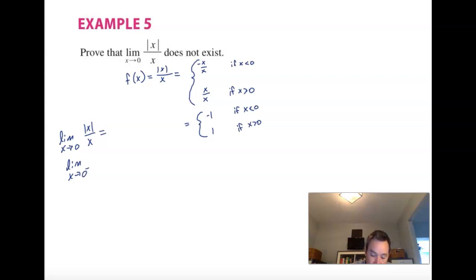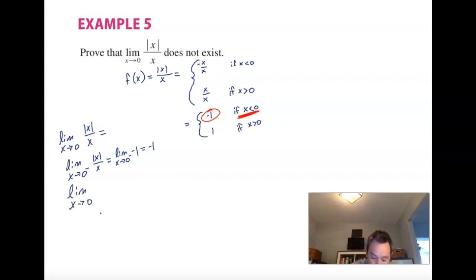So if I approach from the left, I get the absolute value of x over x. What part of the domain in the piecewise function am I looking at if I'm approaching from the left? We're looking at negative values, right? So it's just going to simplify to -1. Limit of a constant is a constant, so it's -1.